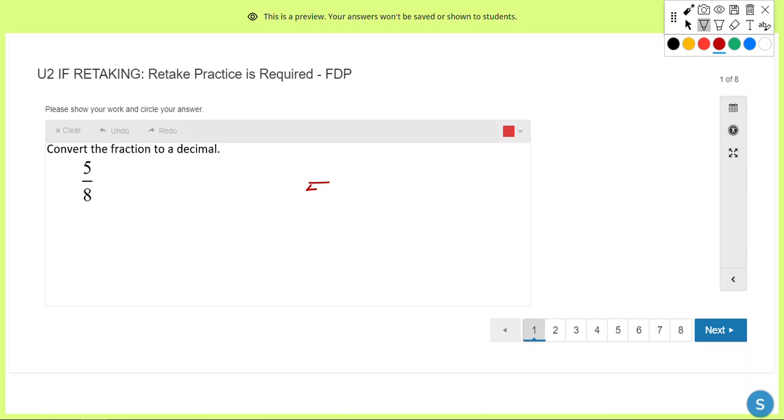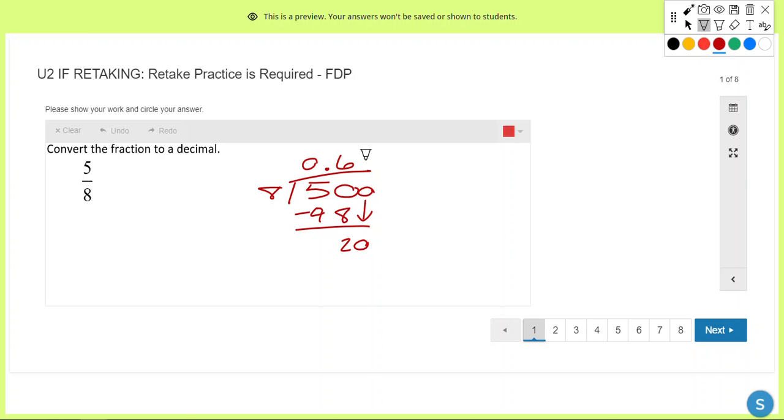And to do that, I'm going to put top dog in the house, so 5 goes inside and 8 goes outside. 8 can't go into 5, so it becomes a 0 and a decimal point and a 0 behind. Now my question is, how many times does 8 go into 50? 8 goes into 50 6 times, which would be 48. I subtract. 50 minus 48 would be 2. 8 can't go into 2, so I have to bring down another 0.